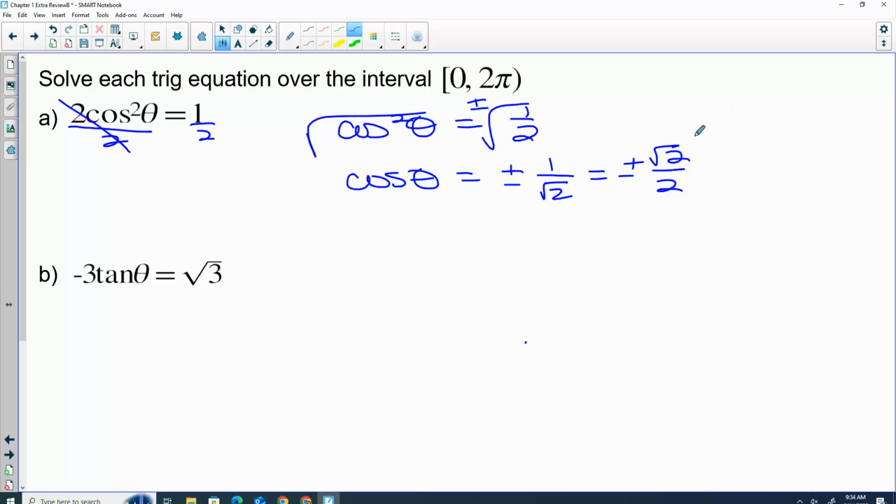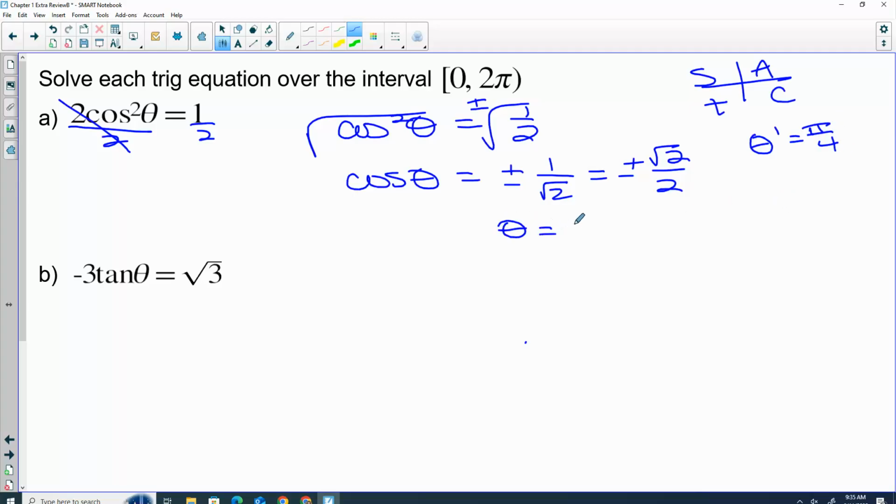Since it could be positive or negative, we have to look at every quadrant. We know cosine is positive in 1 and 4, but it's negative in 2 and 3. What is my reference angle? Thinking about the hand trick, cosine is the square root of the bottom over 2. When is that radical 2 over 2? 45 degrees. We're in radians, so that's pi over 4.